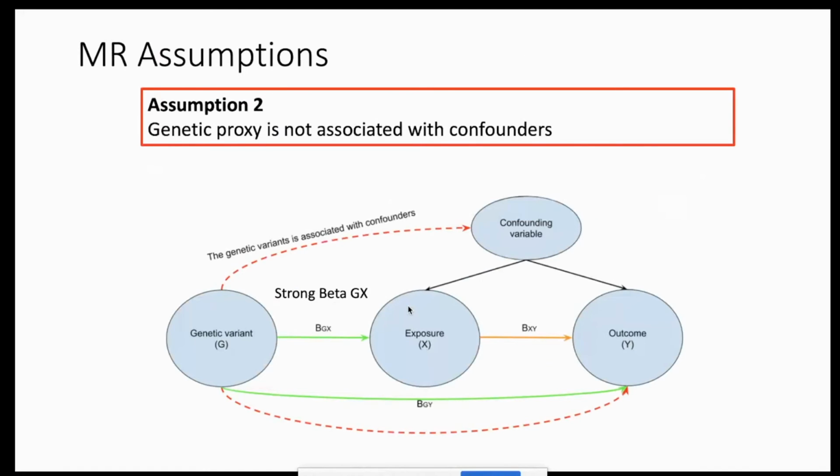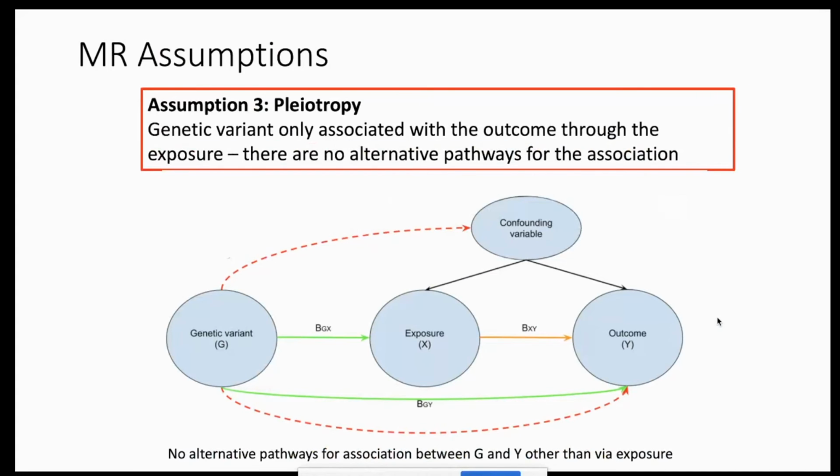The second assumption is that the genetic proxy is not associated with the confounding variables, so that it is independent of any confounding variable. Again, a confounding variable is a common cause of the exposure and the outcome. And then the final assumption is that the only pathway between the genetic variant and the outcome occurs through the exposure. So the genetic variant cannot affect the outcome in any other way, only through the exposure.